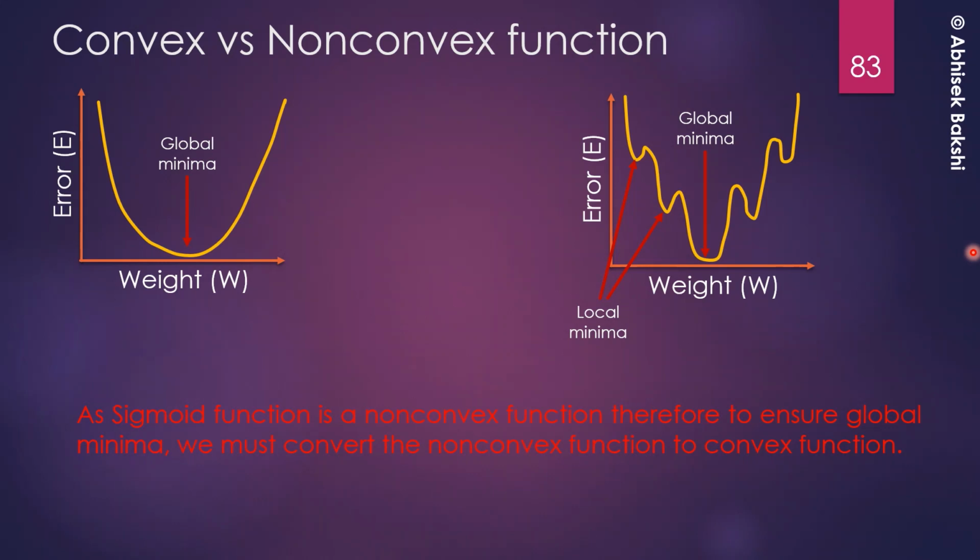So that's why I have written that the sigmoid function is a non-convex function, therefore to ensure a global minima, we must convert the non-convex function to convex. We have to do that. The question is, how will we do this, right? So let's try to see how we can convert a non-convex function to a convex function, which will be further useful for applying the cost function in logistic regression.